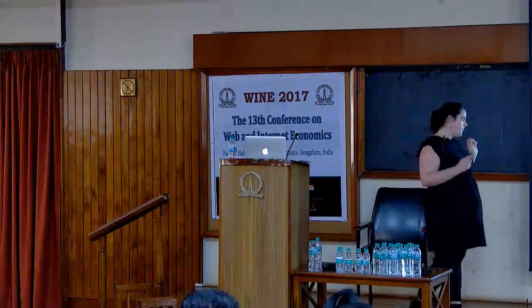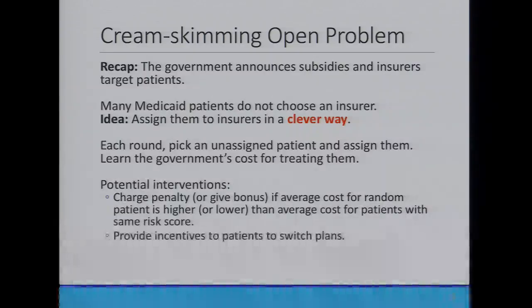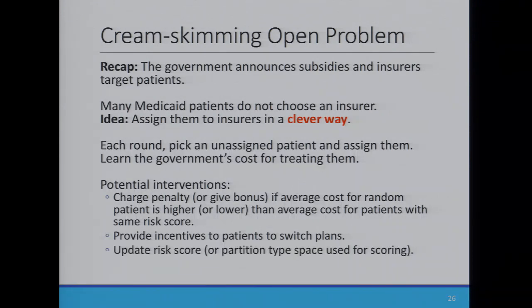Okay. Or I could try and provide incentives to get patients to switch plans to see what the costs are when they're treated by different plans. What happens to the populations when they shift between plans. Or I could try and update the risk score or partition the type space used for giving a risk score in a different way. So this is just some ideas for an open problem. I'm not saying this is a totally concrete problem, but this is a semi-concrete problem in this space. Okay?